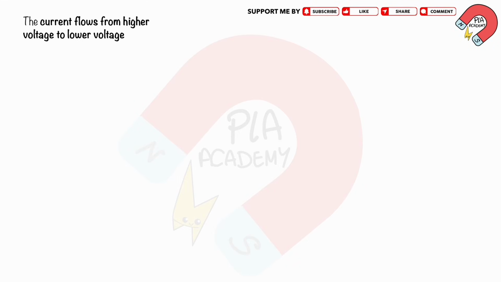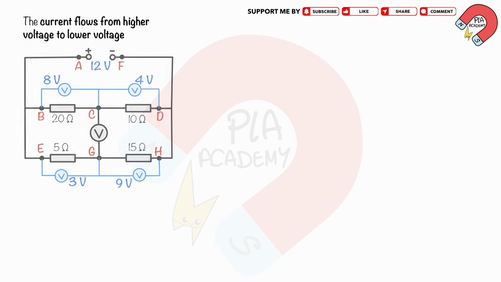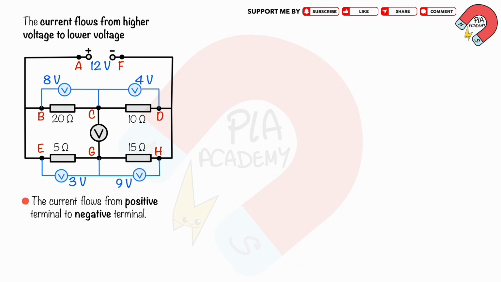The current flows from higher voltage to lower voltage. The circuit diagram is shown. The EMF of the power supply is 12 volts, indicating the PD across the supply is also 12 volts. We know that the current flows from the positive to negative terminal. So, the voltage at point A equals 12 volts, and the voltage at point F equals 0. This causes the PD across AF to equal 12 volts.